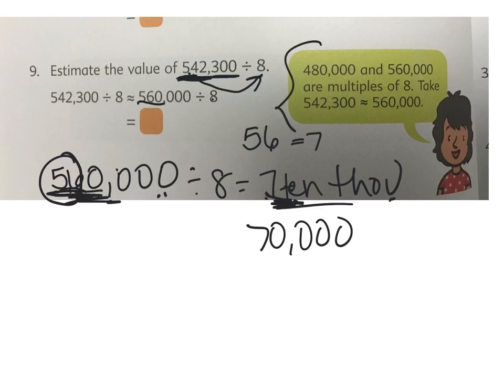Now up here they said they know that 8 goes into 48 as well, but which is it closer to? 452,000 is closer to 560,000. Or like I was saying before, I kind of messed up myself, 56 10,000s. Okay, 56 10,000s.